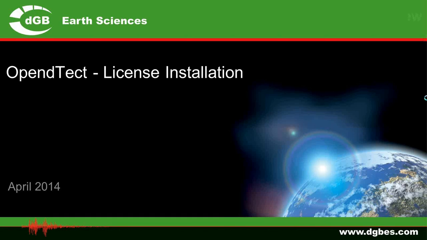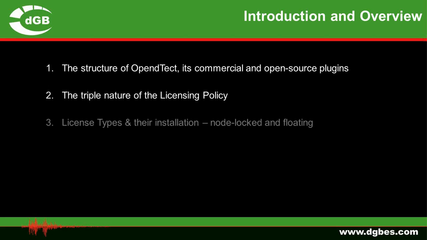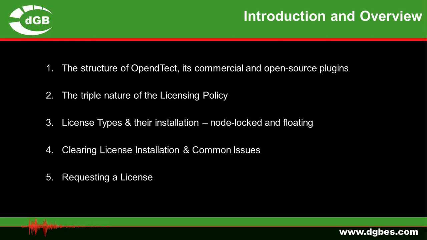So let's crack on. I'd like to begin with an introduction and an overview, which will be the structure of OpendTect, its commercial and open source plugins. I will then go briefly through the triple nature of the licensing policy. We'll look at the different license types and their installation, which refers basically to node-locked and floating licenses. The fourth thing we will look at is clearing, license installation, and some common issues. And finally, we will look at the process of requesting a license.